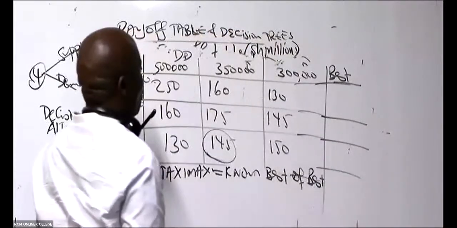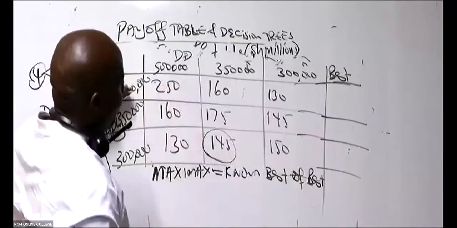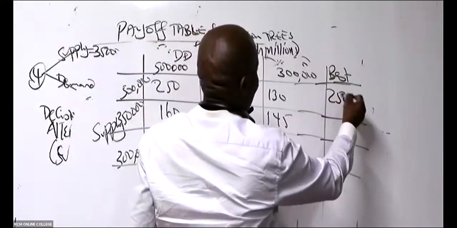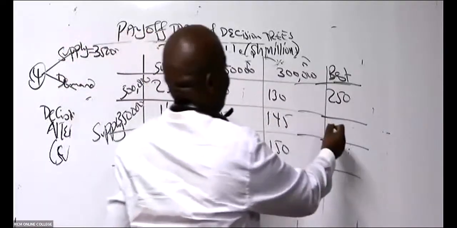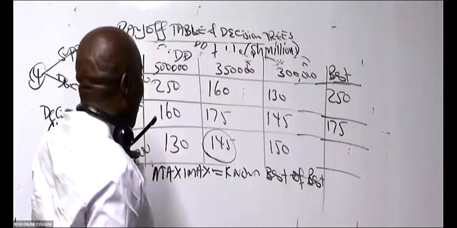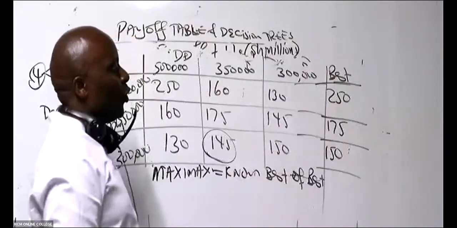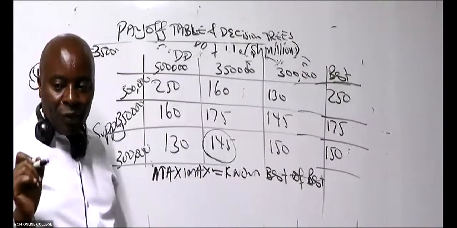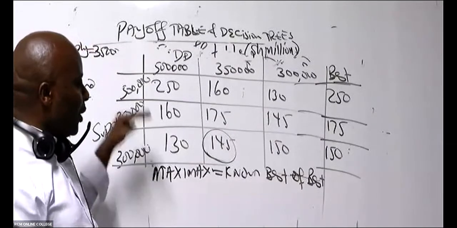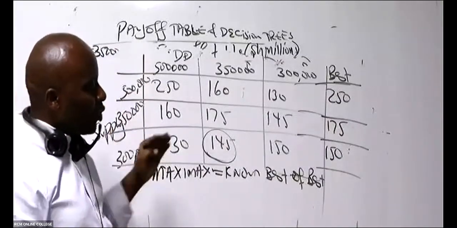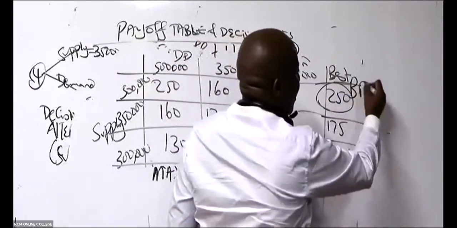So you move for each row. Like now row number 1, the very best profit is 250. The very highest here is 175. Then the very highest here is 150. And then amongst the best, you pick the very best. So which one is the best of the best? 250, isn't it? Because maxi is best of the best. So 250 is the highest here. So this is what we call BB, best of best.